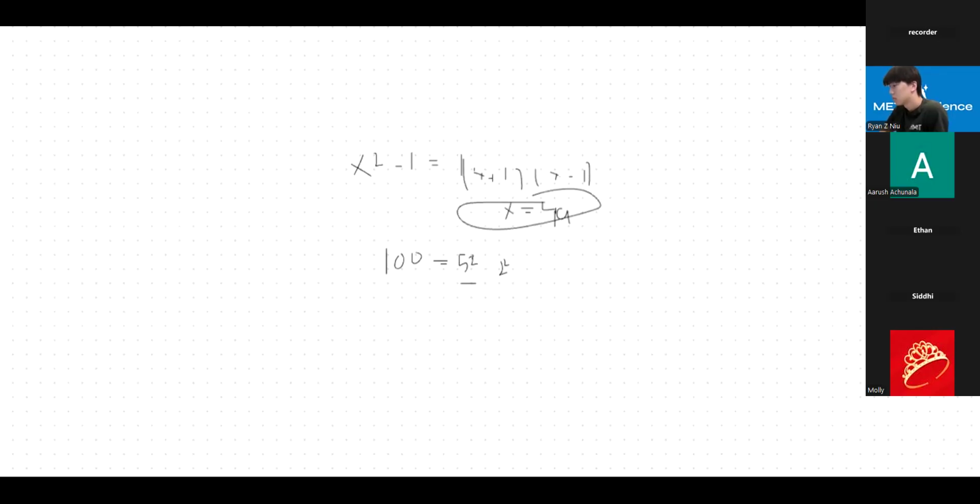Also, sorry for the bad handwriting. I was on a computer because my original device was dead. So yeah, maybe better handwriting next time.